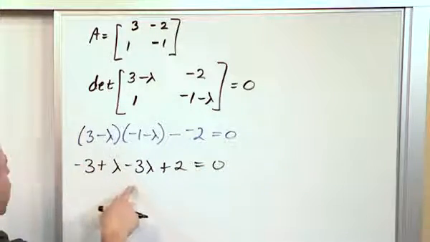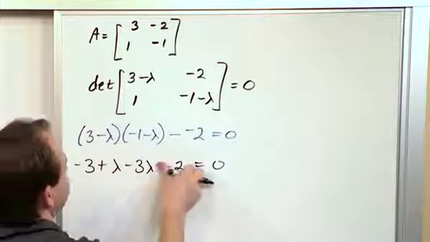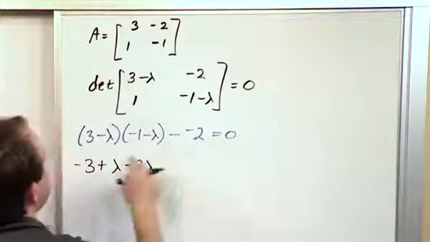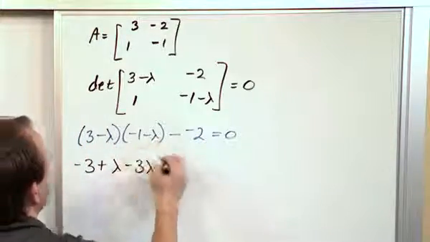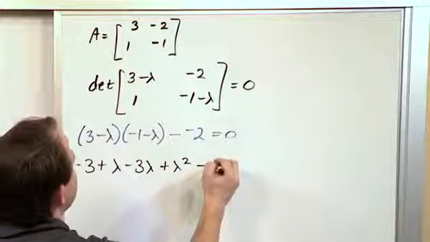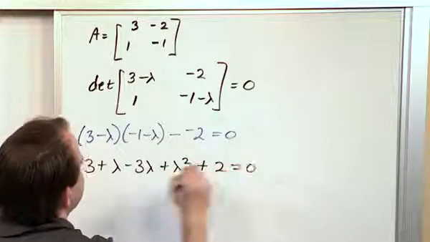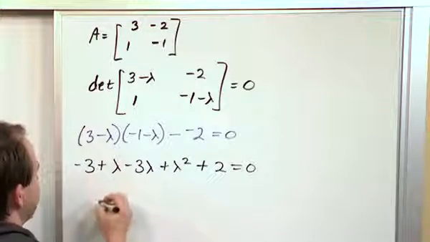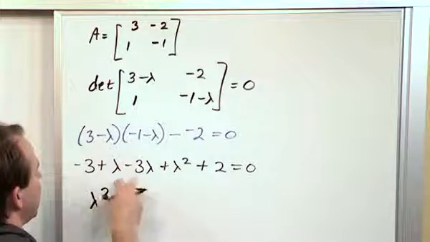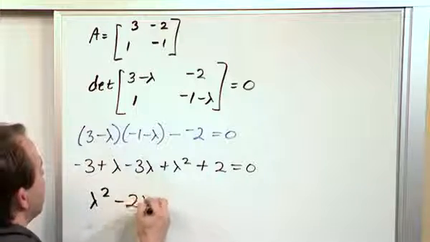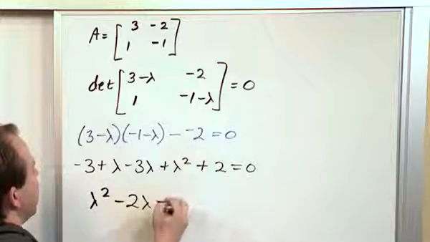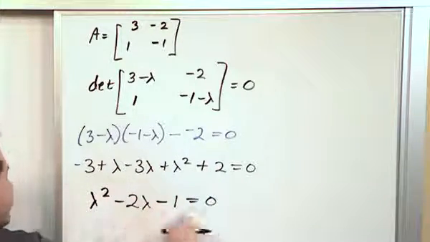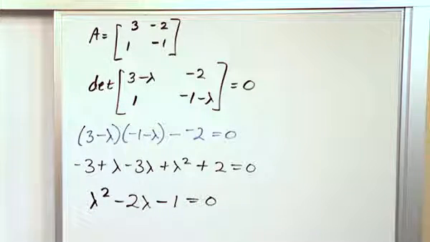And I forgot one thing here. I got this one, I got this one. I have to have plus lambda squared. Then I have plus 2, and that's equal to 0. So that is the... Well, it's not totally simplified yet, so let's wait on that. So lambda squared, this will be minus 2 lambda, and this is going to be minus 1. This is called the characteristic polynomial.